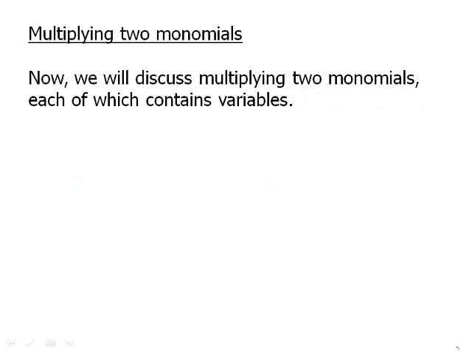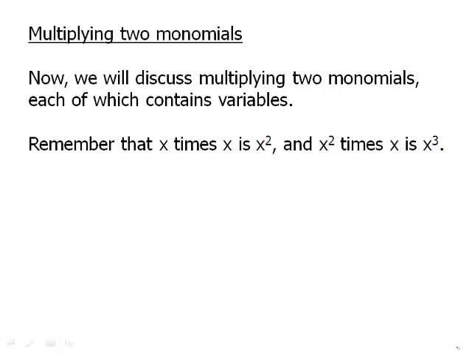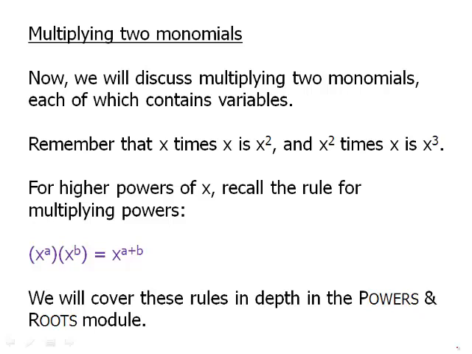Now we will discuss multiplying two monomials, each of which contains variables. Remember that x times x is x squared. Something squared means something times itself. And x squared times x is x cubed. For higher powers of x, recall the rule for multiplying powers. So when we multiply two powers, x to the a times x to the b, we simply add the powers. That's x to the a plus b.